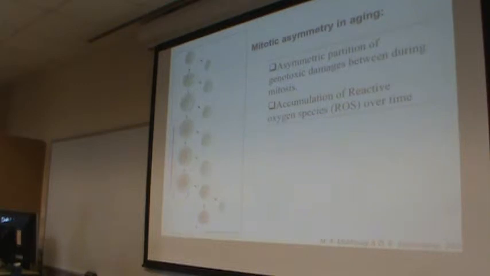Okay, so let me see. Those dots here are supposed to be oxidative damage in the protein machinery. I really don't know how to use this. Those are basically oxidative damage.